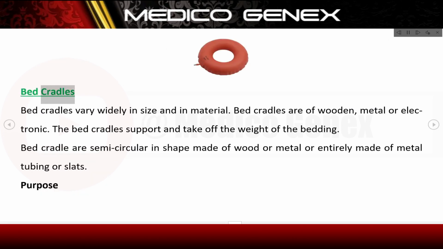Bed cradles. Bed cradles vary widely in size and in material. Bed cradles are of wood, metal or electronic. The bed cradles support and take off the weight of the bedding. Bed cradles are semicircular in shape, made of wood or metal, or entirely made of metal tubing or slats.